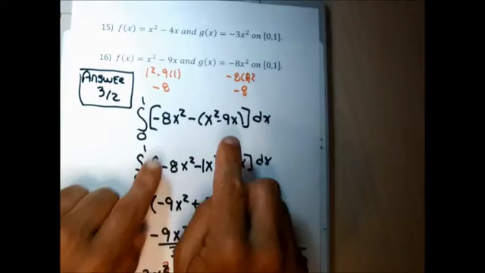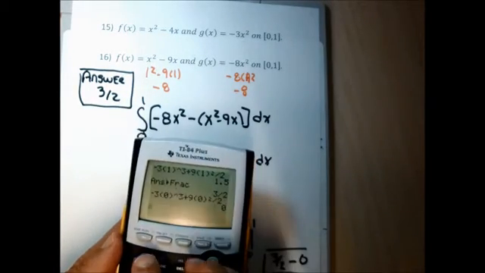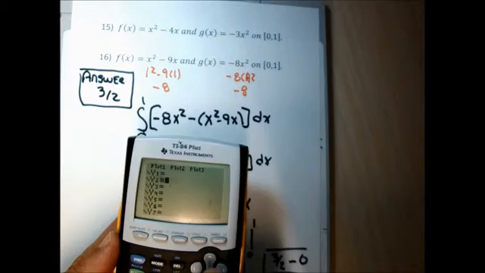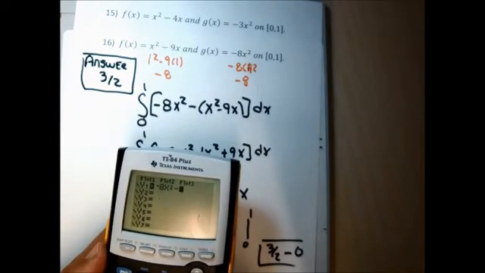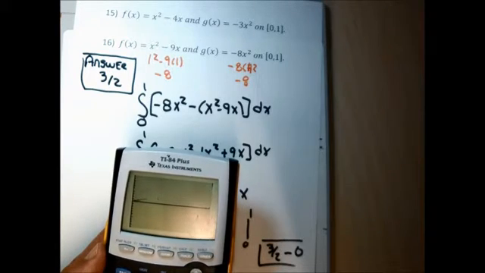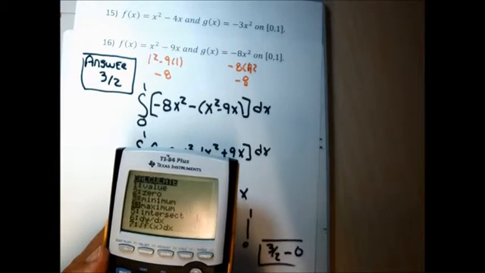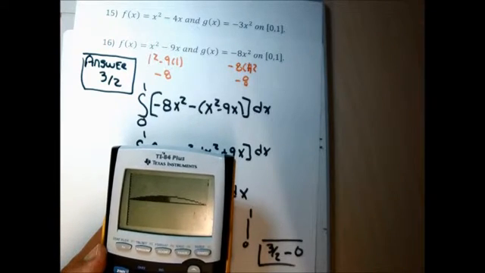Let me make sure. I'm going to enter this on my calculator to make sure that comes out to 1.5. So go into my y equals, clear the stuff that's in there, do negative 8x squared minus parentheses x squared minus 9x, graph it, and then integrate between 0 and 1 and hope I get 1.5. Now second calc, 7, 0, enter, 1, enter, 1.5, so I did it perfectly.